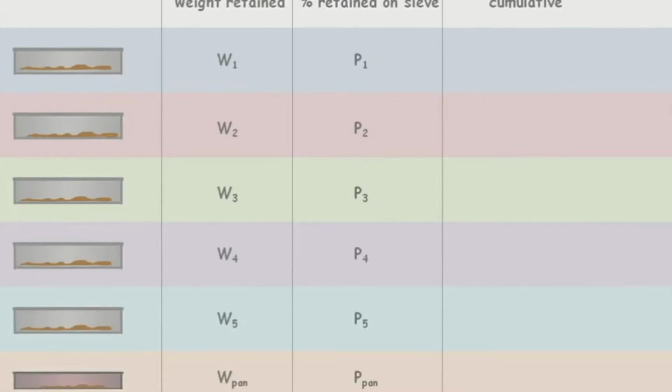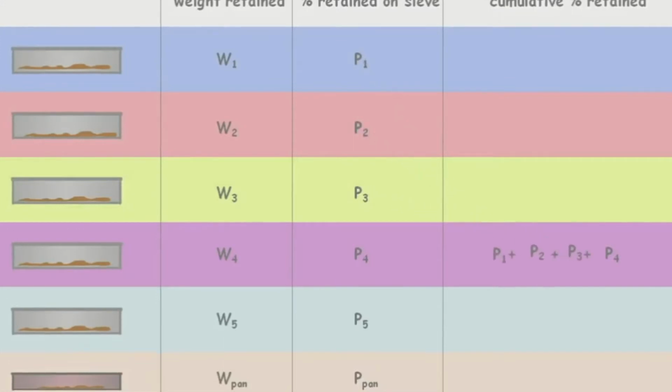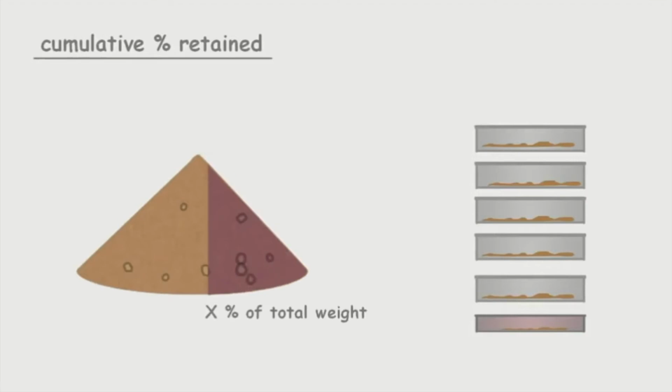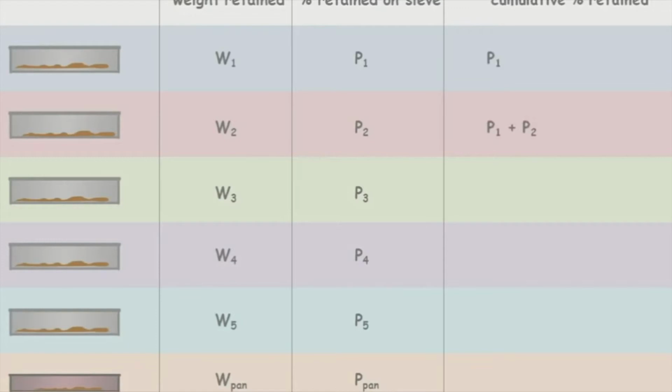Now cumulative percentage retained on any sieve is percentage weight retained on that sieve plus all the percentage weight retained on all the sieves above it. Cumulative percentage retained is the total percentage amount of soil which could not pass the particular sieve. In other words, this percent amount of soil has grain size greater than the sieve number. Now let's calculate all the cumulative percentage retained for each sieve.